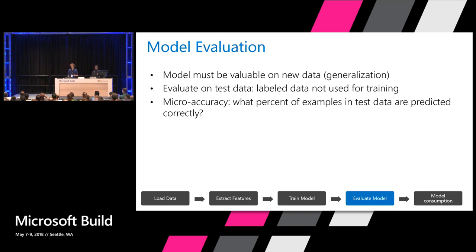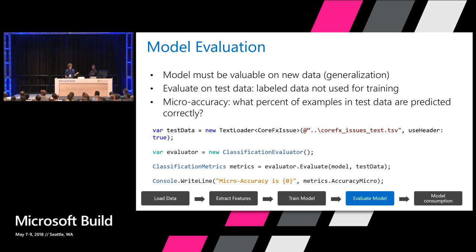And the metric we're going to use is called microaccuracy. That just means that out of all the samples in the test data, we're going to look at how many of them we predicted the correct label on. And this is the code to do it.